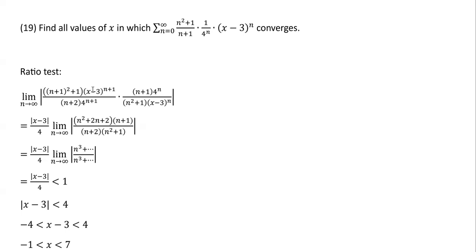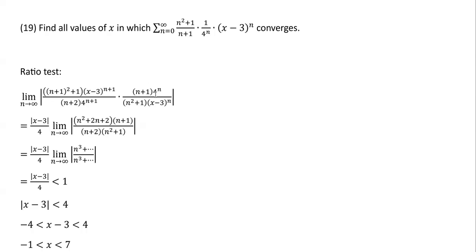Let's do the easy stuff first, like (x minus 3) to the n plus 1 divided by (x minus 3) to the n. Subtract the powers. You have x minus 3 to the first power. So we pull that out in front because it doesn't depend on n. Don't drop the absolute values, though. We don't know what x is, so we've got to keep our options open.